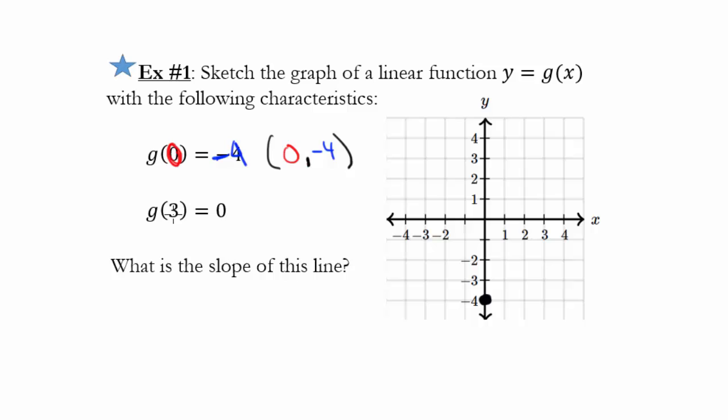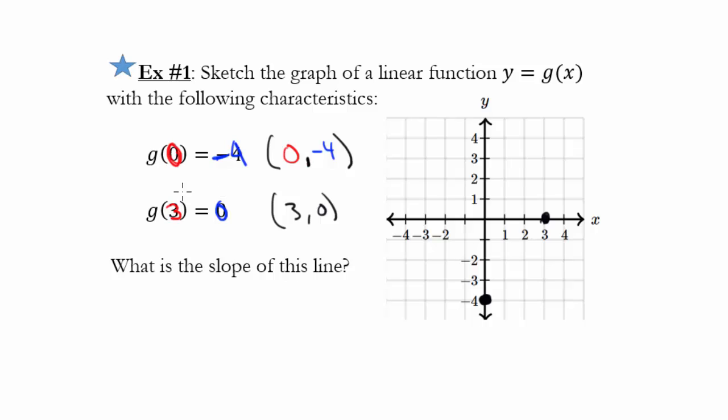Let's keep going. Well, g of 3 equals 0. This is saying if I input 3, my output is 0. So we can just say that that means the point (3, 0) is on my graph. And I could find that point here. It's pretty easy, (3, 0).